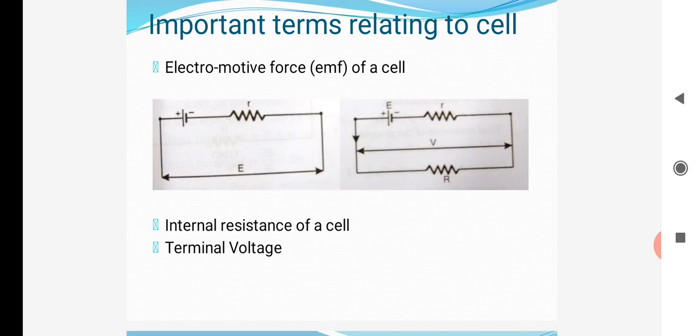Whenever we draw the symbol of a cell, we do not show this internal resistance. But we know that there is some resistance present in the cell also. The material of the cell is also offering some resistance, that is the internal resistance.